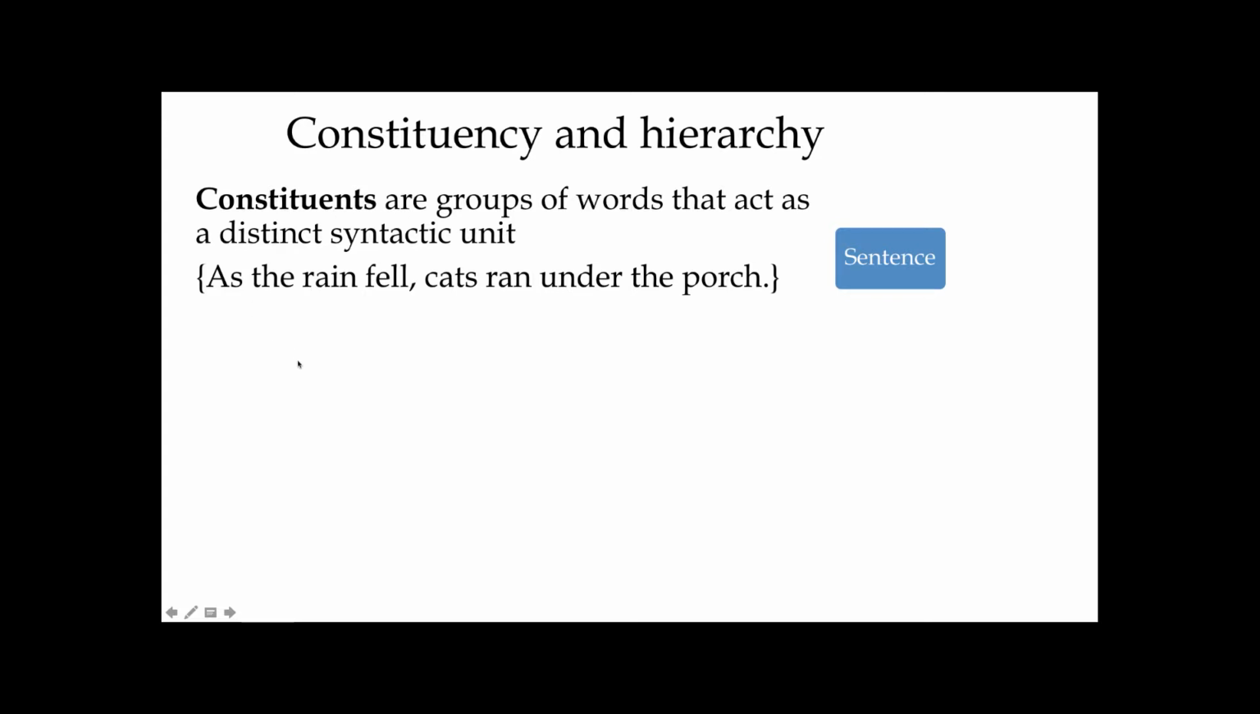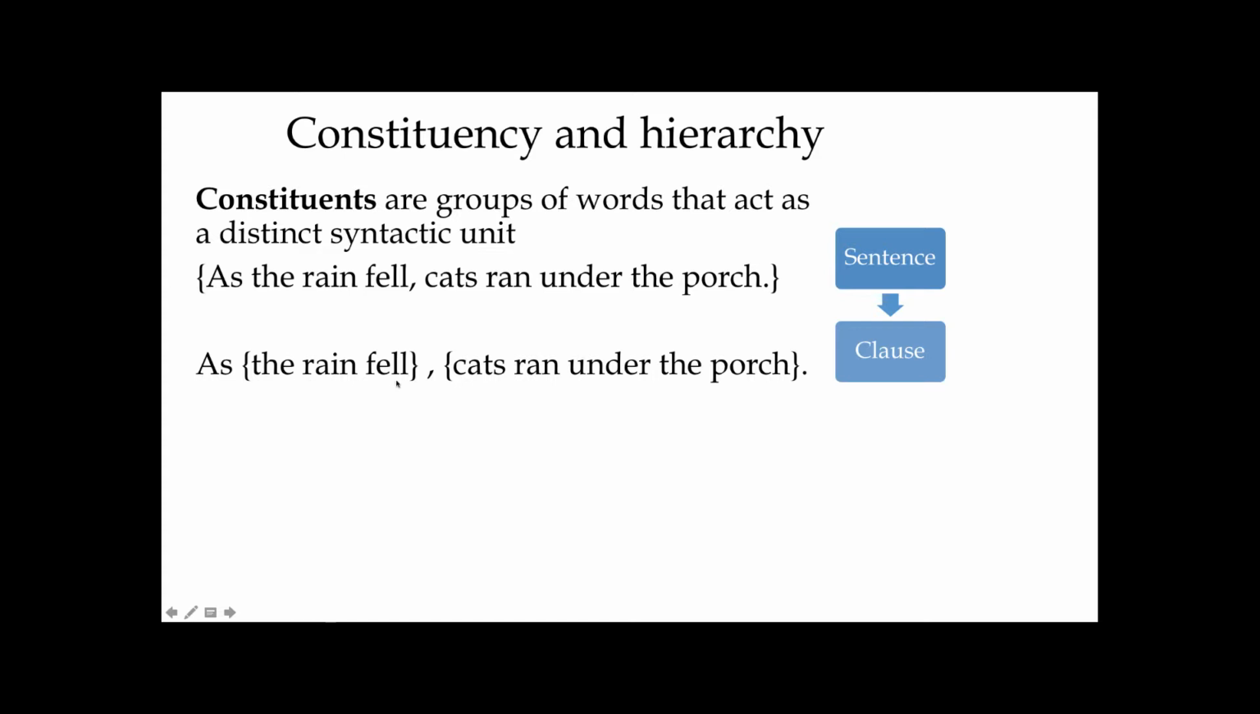Sentences themselves can be divided into clauses. And each of these clauses could be a sentence on its own. "The rain fell" is a sentence. "Cats ran under the porch" is a sentence. But then I can take these two little mini sentences, which are called clauses, and combine them with the word "as" and a comma to make "As the rain fell, cats ran under the porch," a higher sentence. So sentence is the topmost level here. Clauses are within a sentence.